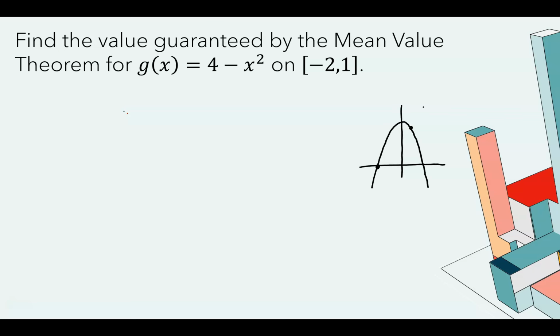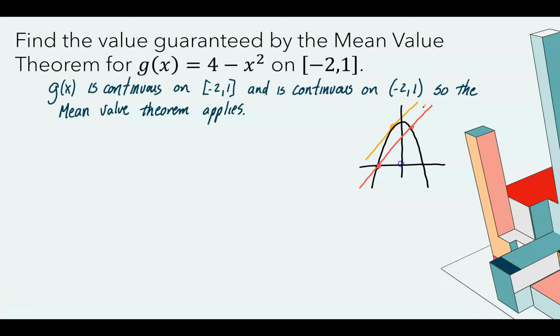So 4 minus x squared, pretty easy parabola to sketch. And a parabola is a polynomial. Polynomials are continuous and differentiable everywhere. This will work out. And then on negative 2 to 1, we're going to be finding the slope of that secant line, whatever that is. And is there going to be a tangent line parallel to that secant line? There sure is somewhere, in between negative 2 and 0. We'll figure out exactly where that is in a moment.